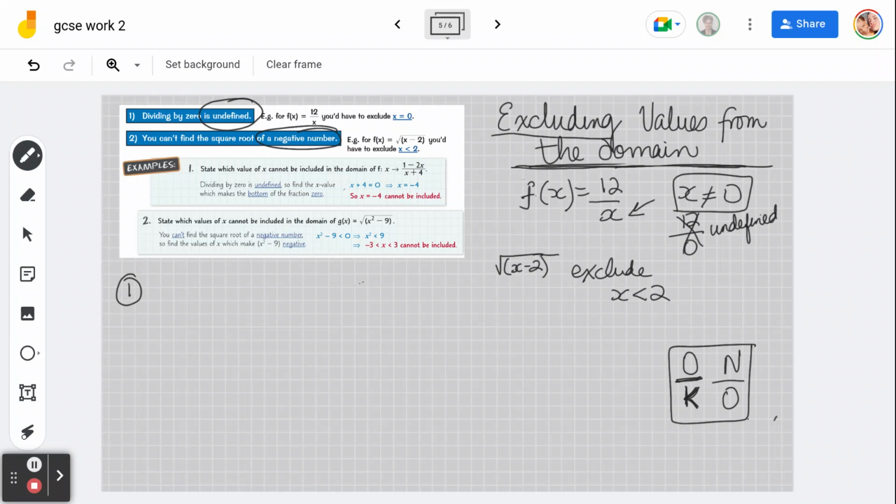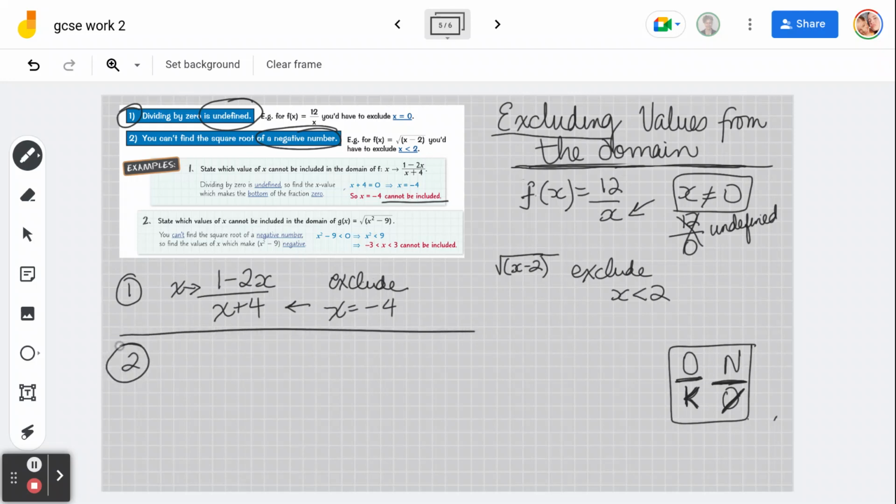We have a function of x that is 1 minus 2x over x plus 4. So again, this is an example like number 1 where we cannot have 0 on the bottom. So we are going to exclude, or cannot include, x equals negative 4, because that would make 0. And you cannot have 0 on the bottom.